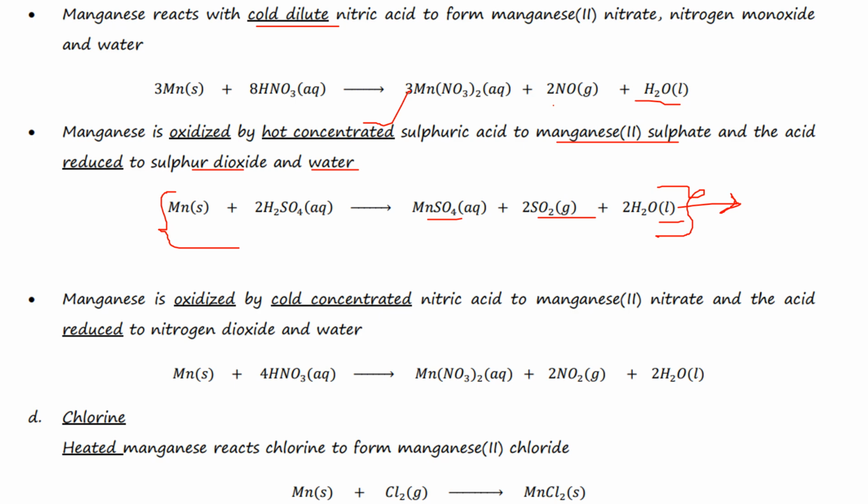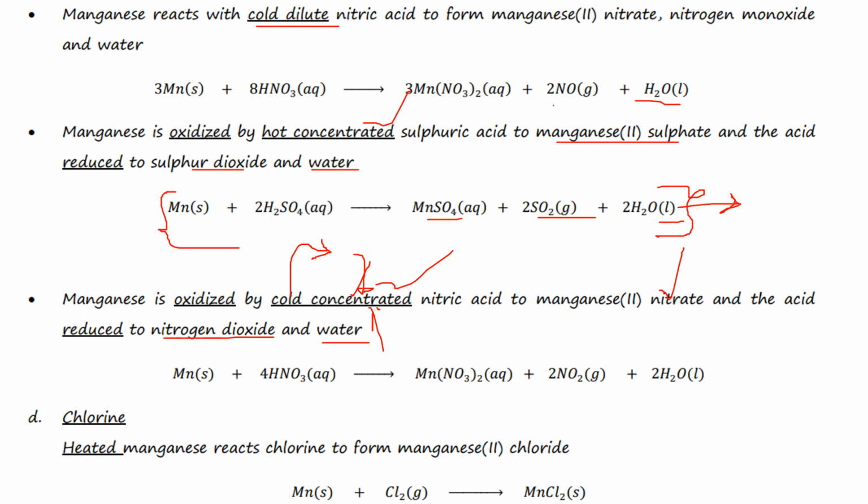Now looking at another reaction, we are going to say that manganese is being oxidized by cold concentrated nitric acid. However, another student may say hot concentrated, because we assume that any concentrated acid is always hot. So it's oxidized by hot concentrated nitric acid for as long as it is concentrated. We form manganese 2 nitrate. Now this time around, instead of forming nitrogen monoxide like the one when you use cold dilute, when you use the concentrated one, we form nitrogen dioxide gas together with water.